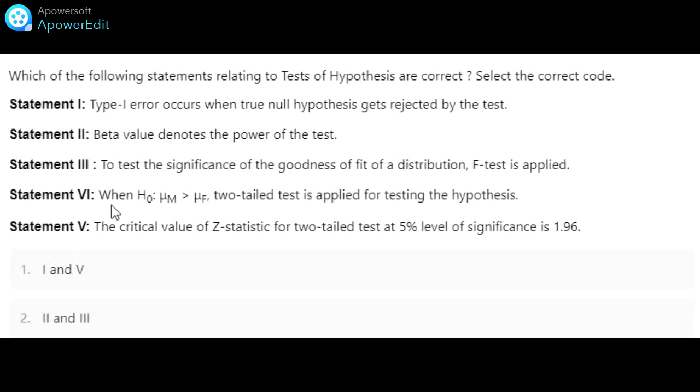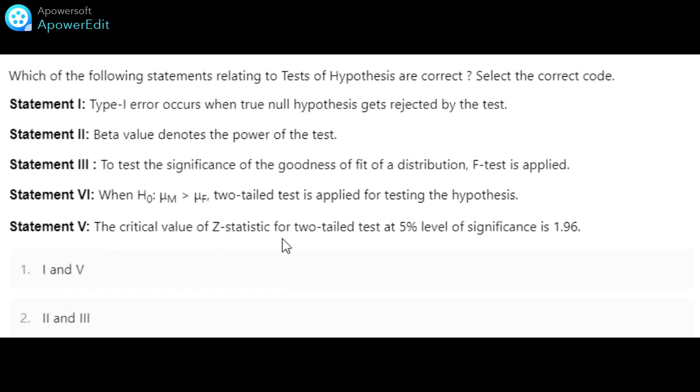Statement 4: when mu m is greater than mu r, a two-tailed test is applied. So here we see that only a one-tailed test will be there because the arrow is on one side. If two values are there, then it can be either less than something or greater than something, and then it will be a two-tailed test. But here just one comparison is shown where the value lies on one side, towards m only. So this is a one-tailed test. This is wrong.